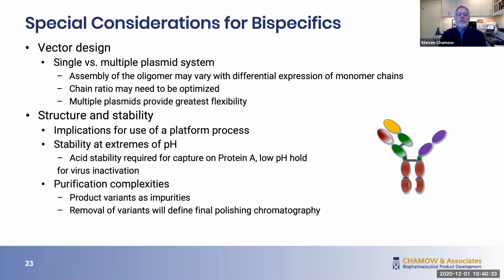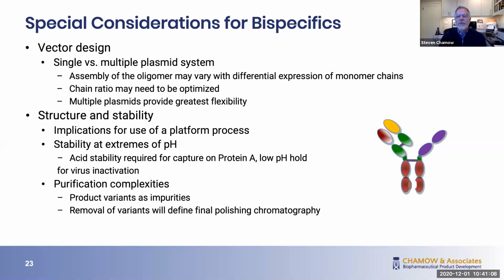Okay, so I mentioned that we would talk about special considerations for bispecifics, and I want to talk about that on this slide. So one special consideration is the design of the vector, and that's a single versus a multiple plasmid system. So as you know, bispecifics are more complex in structure. They require assembly of an oligomer that may vary with differential expression of the monomer chains.